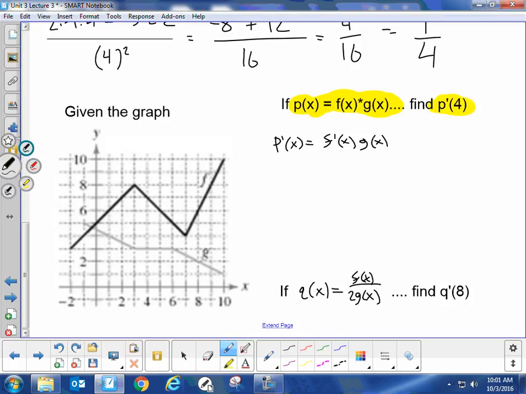And now the question is, how do we get the information that we're looking for off of a graph? I want you and your neighbors to figure out what f prime of 4 is and what g of 4 is, looking at this information. Go. Let's see if we can get some people who can figure this out.